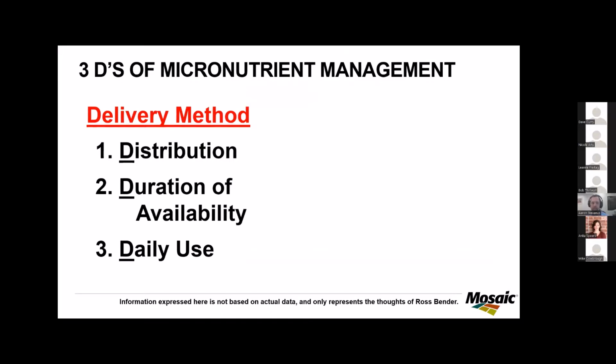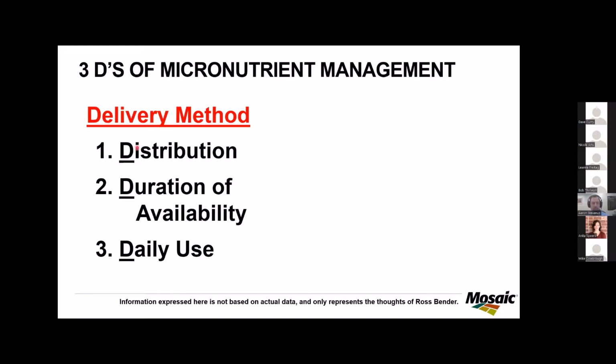Ross Bender, who used to be my crop nutrition lead and has now moved up the ladder to director of new product development, came up with these 3 Ds of micronutrient management. He said these are the 3 things you need to focus on to maximize micronutrients, and make sure, once again, those staves in the barrel are maximized to maximize yield potential. That comes down to these 3 things: distribution, duration of availability, and daily use.